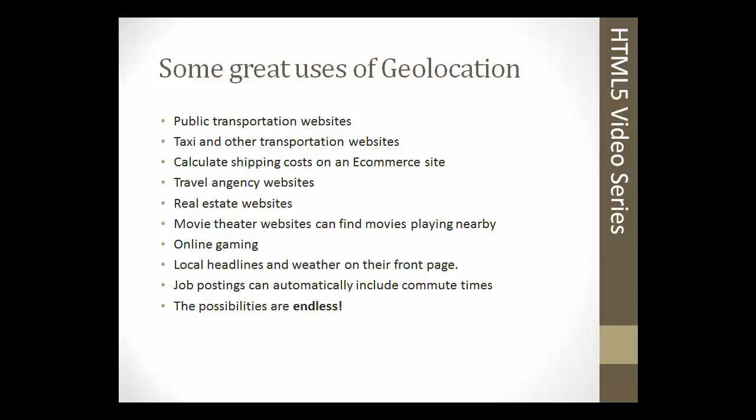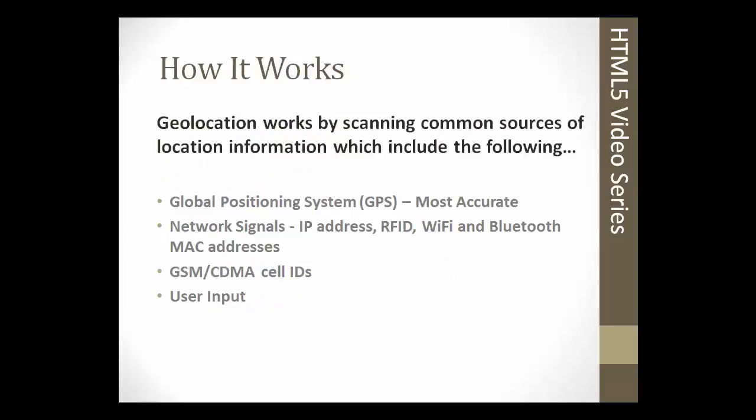Very, very useful. So how does it work? It works by scanning different sources of location. GPS, Global Positioning System, is probably the most accurate method that it uses. It can pinpoint locations better than the rest of them. Network signals, they can get through IP addresses, through Wi-Fi and Bluetooth connections, GSM, cell IDs, and then user input. So these are all ways that geolocation can actually get your position.